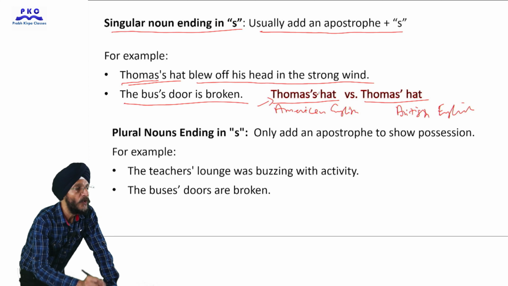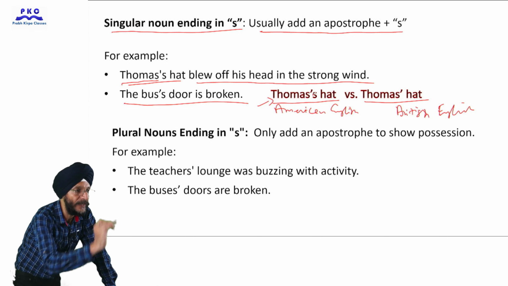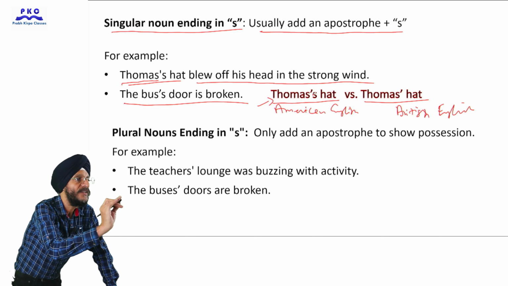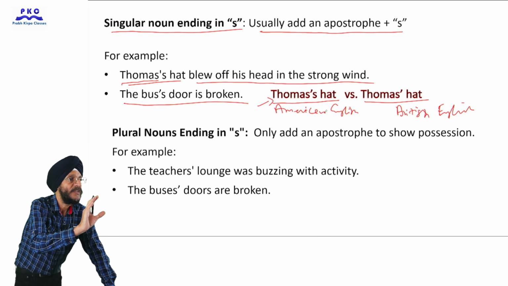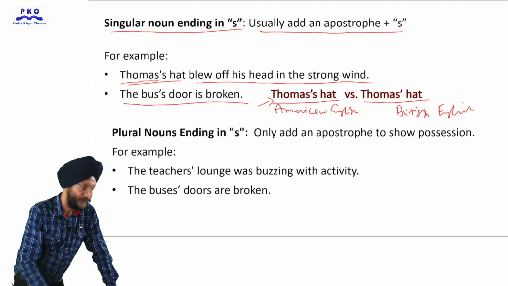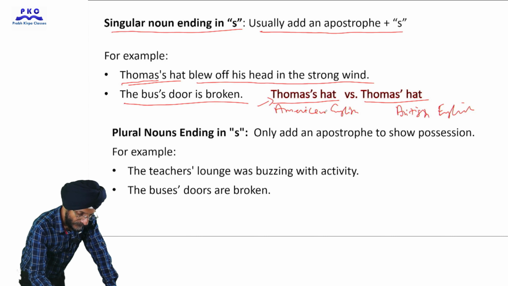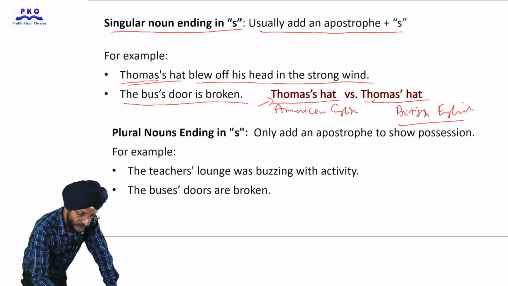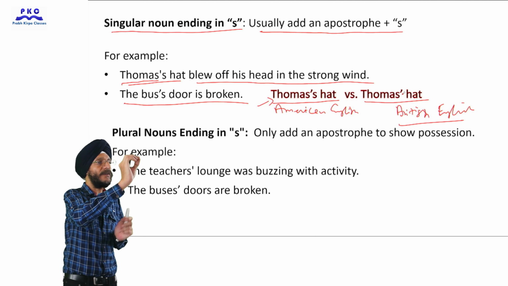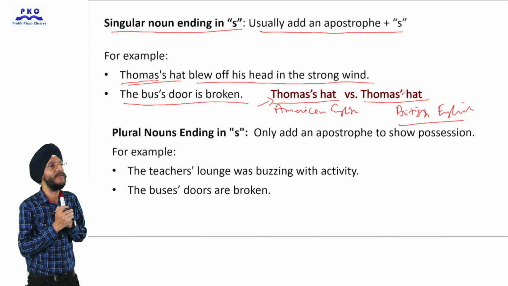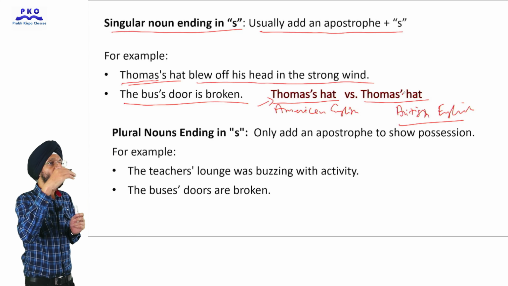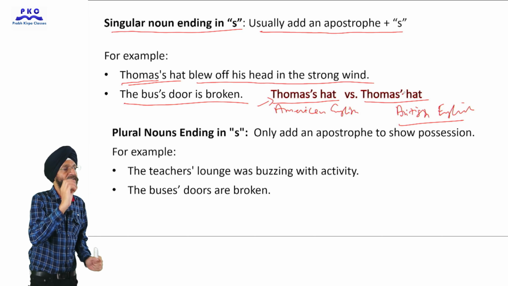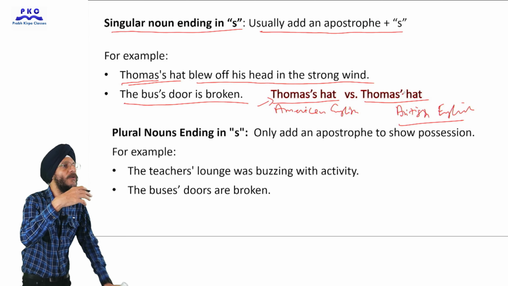This way of showing possession, Thomas's hat, apostrophe plus S, is widely used in formal English, in formal writing. And this Thomas' hat, where only an apostrophe has been added to show possession, is normally used in informal writing or speech.